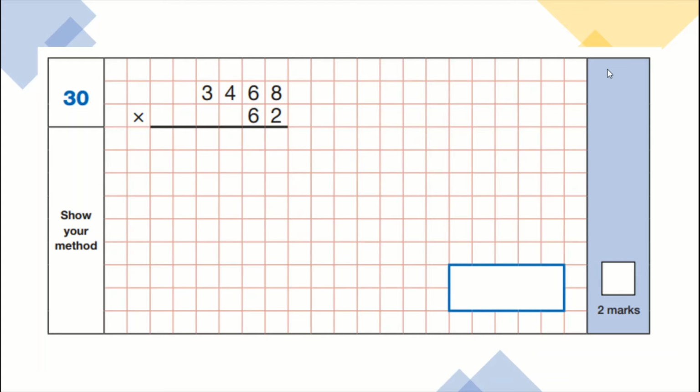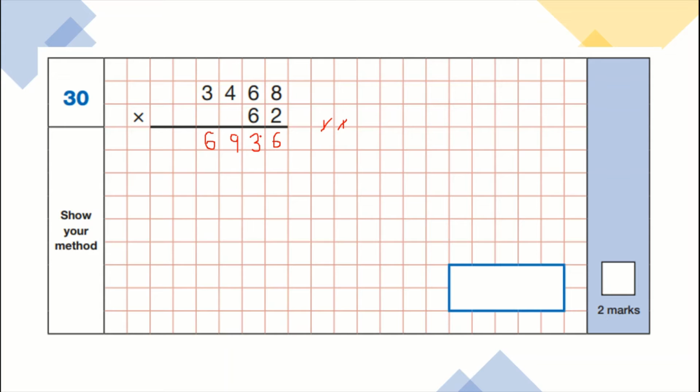This question is a 2-marker and it is a long multiplication, so you'll need to show your method. 8 times 2 is 16, remember the 1. 6 times 2 is 12, plus the 1 is 13, remember the 1. 4 times 2 is 8, plus 1 is 9. 3 times 2 is 6.